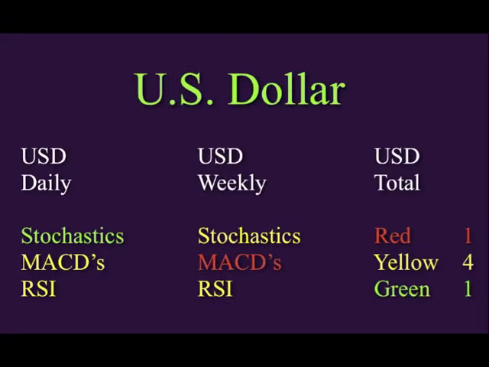And so summing things up for the US dollar, we analyzed daily charts and the weekly charts. On the daily charts, we found the stochastics were positive, we gave them a green mark. MACDs and the relative strength, they were neutral, so we gave those a yellow mark. On the weekly charts, stochastics were neutral, we gave them a yellow mark. MACDs were still negative, so we gave that a red mark. And the relative strength index was neutral, we went ahead and gave that a yellow mark. For a total, we had 1 red mark, 4 yellow marks, and 1 green mark.